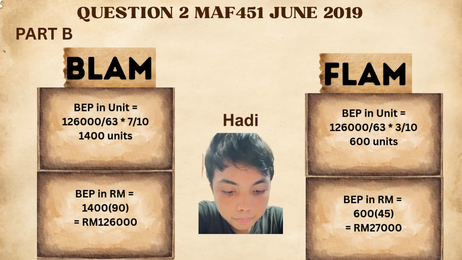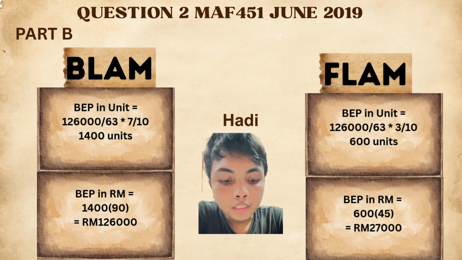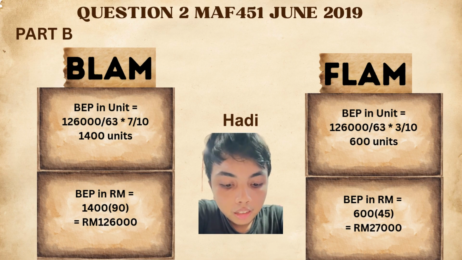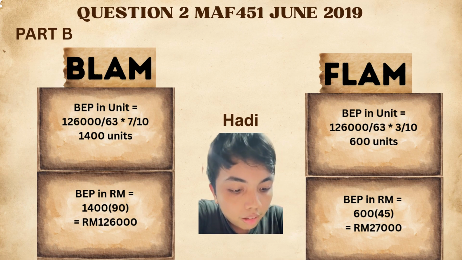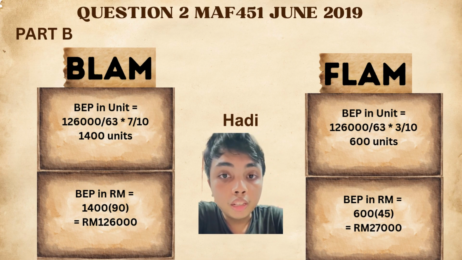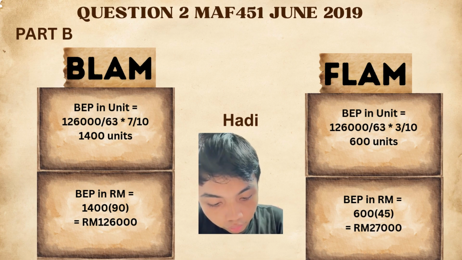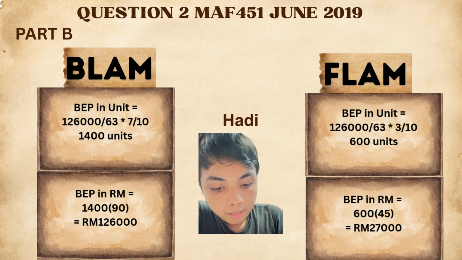For BLAM, BEP in unit is 126,000 divided by 63 times 7 per 10 because of the apportionment. So we get 1,400 units for BLAM and 600 units for FLAM when we divide 126,000 by 63 times 3/10 for the apportionment.